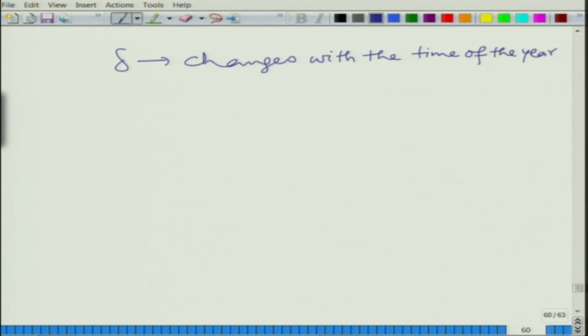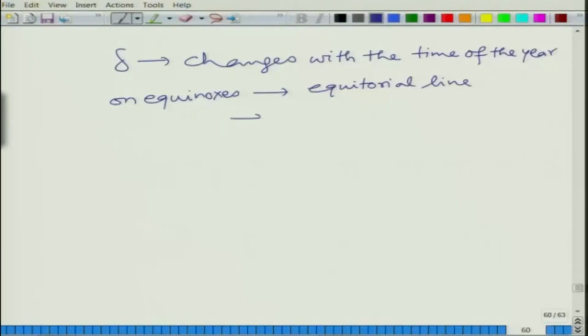and on equinoxes the sun radiates normally on the equatorial line, right. So, that means the declination angle will be 0, because it is the angle of the sun ray with the equatorial plane, and if it is normally radiating on that plane then the angle will be 0. So, delta will be 0 at the equinoxes, right, for both vernal and autumnal equinoxes.